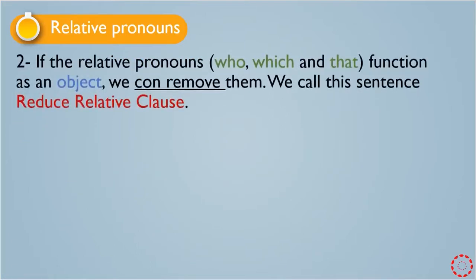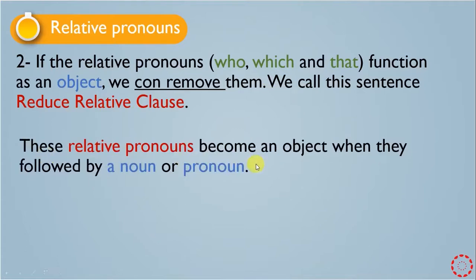which is bought. The second point: if the relative pronouns who, which, and that function as an object, we can remove them. So we call this sentence a reduced relative clause. These relative pronouns become an object when they are followed by a noun or a pronoun.